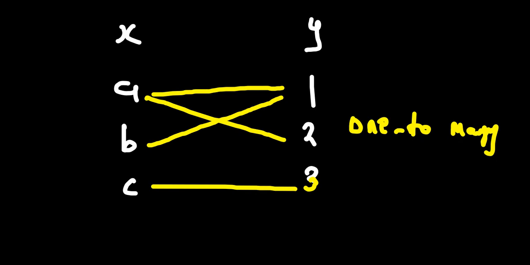One-to-many in the sense that you've got one value that is giving you two output values. Because of that, such a relation is called a one-to-many relation. And we said this is not a function. It is not a function. It is just a relation.